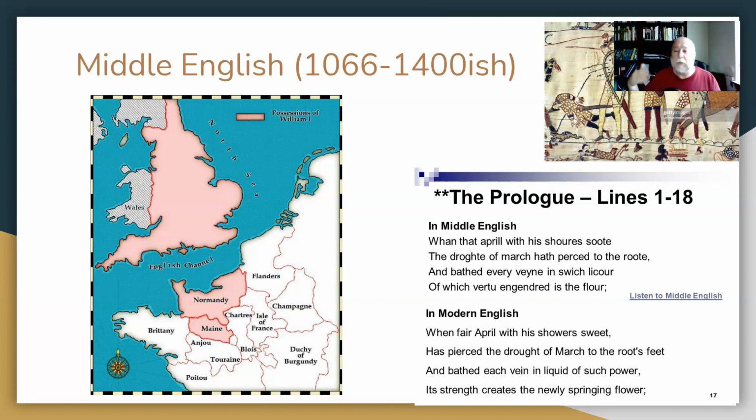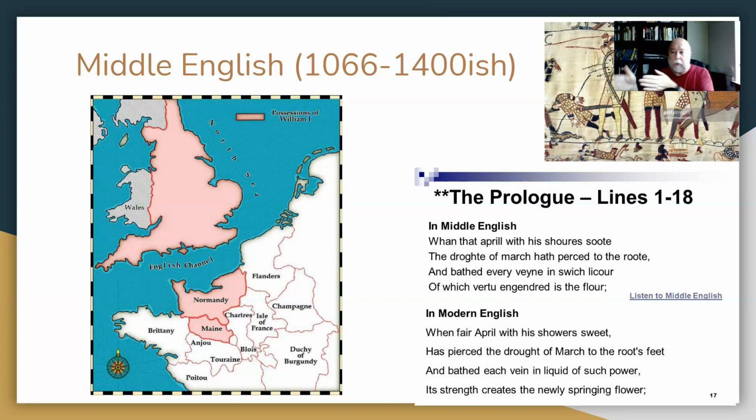Now, the translator took a little liberty to make sure that it rhymed, because the Middle English rhymes: soote, root, liquor, flower. So he's trying to keep the spirit of that. But you can see all these words that look very much like Modern English. And although it's a bit of a stretch, if you listen really carefully, you can spot a lot more words that seem familiar. Now, when we get to class, we're going to talk about what brought about this change.